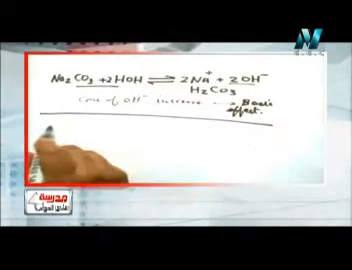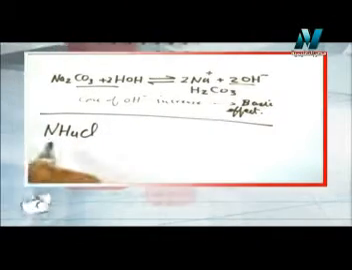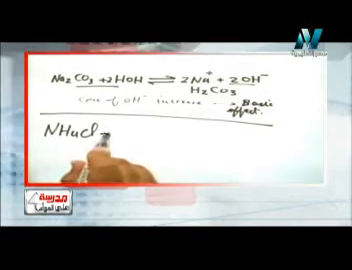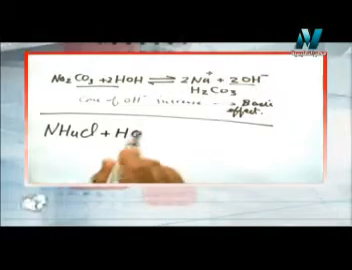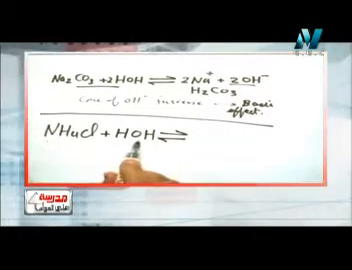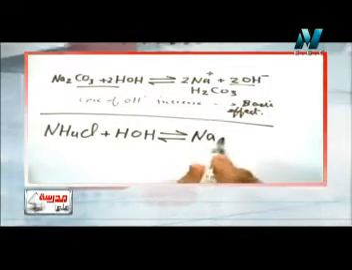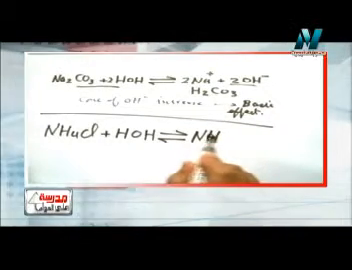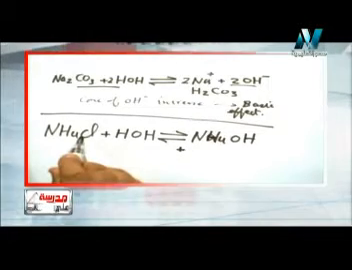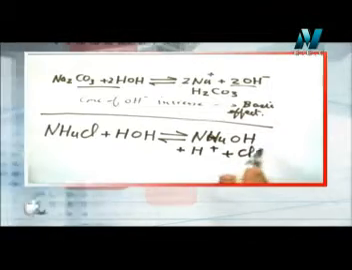What about ammonium chloride? Here the positive one is ammonium, and the negative one is chloride. So I take one molecule of water. Ammonium hydroxide is a weak electrolyte, not completely ionized. I will write it as NH₄OH, ammonium hydroxide. While HCl is a strong acid, hydrochloric acid, it will be H⁺ and Cl⁻.